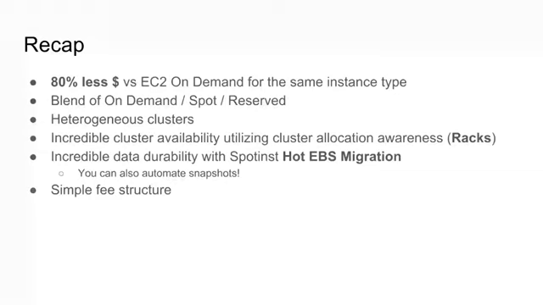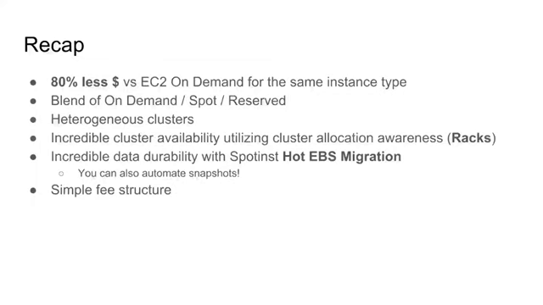You get heterogeneous clusters, like I showed you previously, so you can blend the instance types and sizes. You can set your own minimum requirements and then pick from there. Is it CPU limited? Is it memory limited? Do you need ephemeral volumes? Whatever that may be, or GPUs, for example, a minimum number of GPUs, you can configure it that way as well. You get incredible cluster availability utilizing cluster allocation awareness if you're using Elasticsearch, like I demonstrated earlier, using racks.